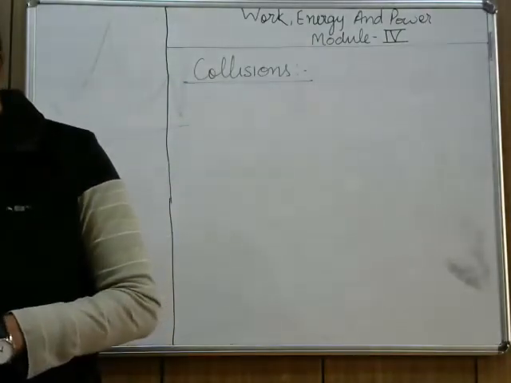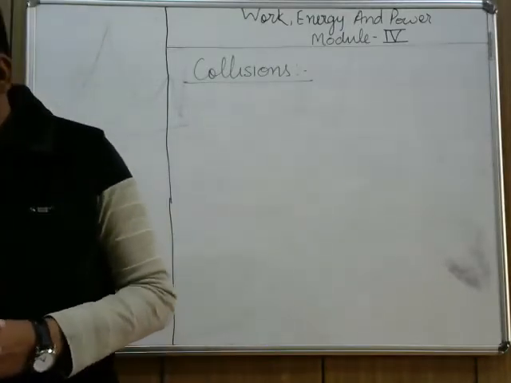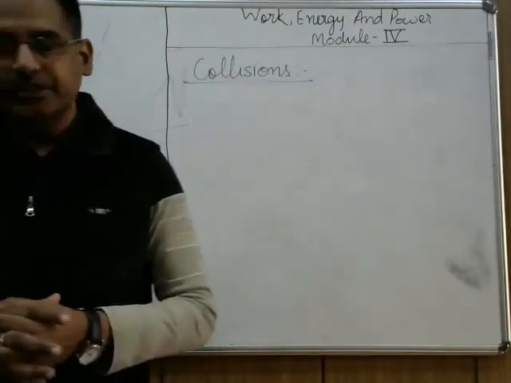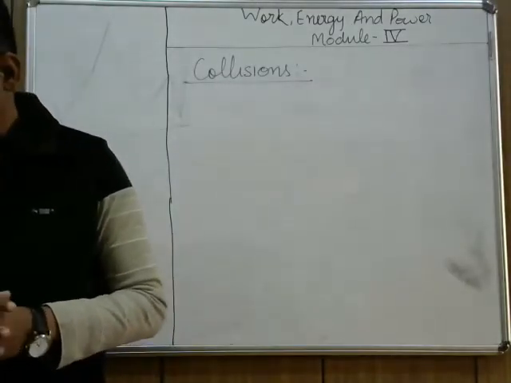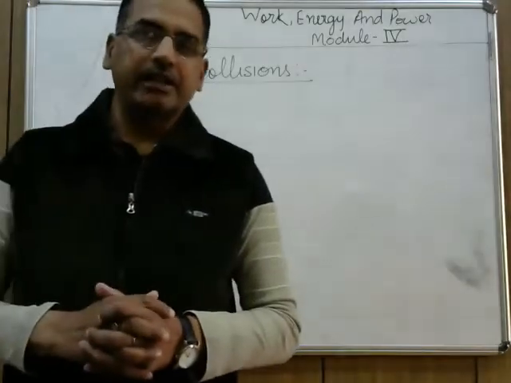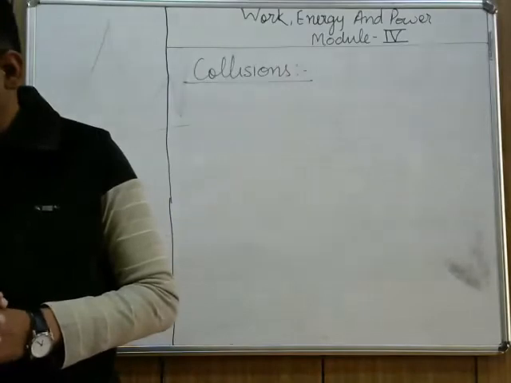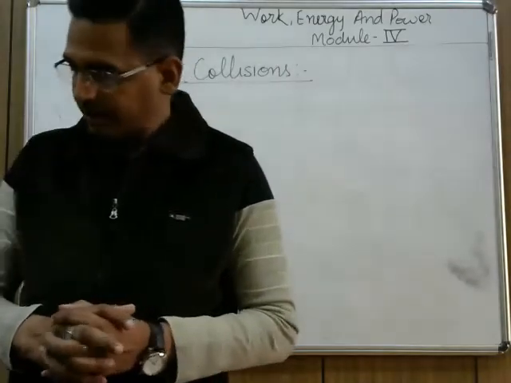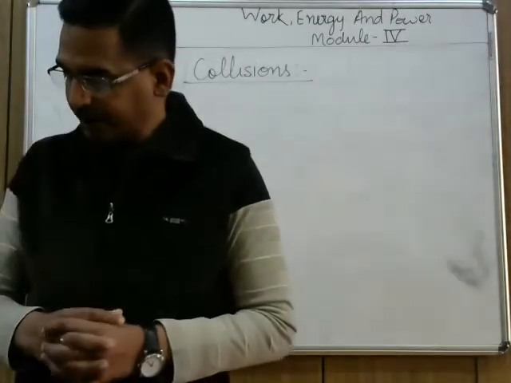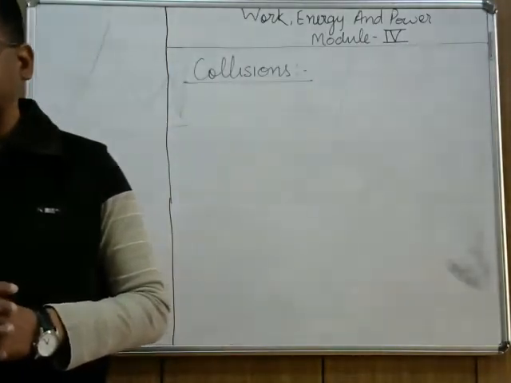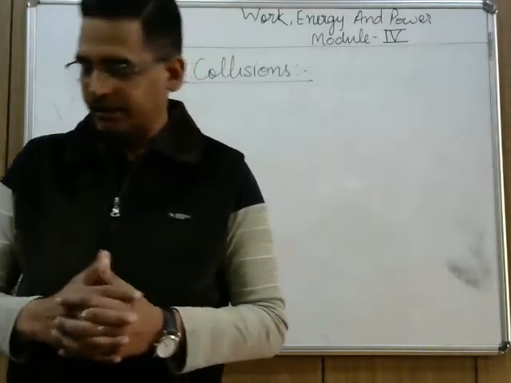Collision between two bodies is said to occur when they either physically strike against each other, or if the path of the motion of one is influenced by the other. I repeat, collision between two bodies is said to occur when they either physically strike against each other, or if the path of the motion of one is influenced by the other.